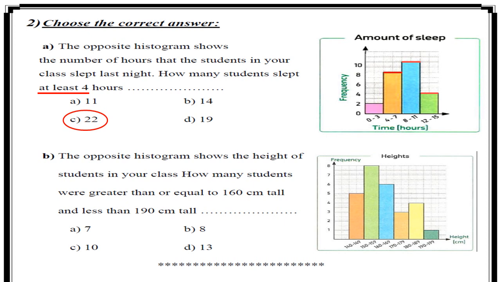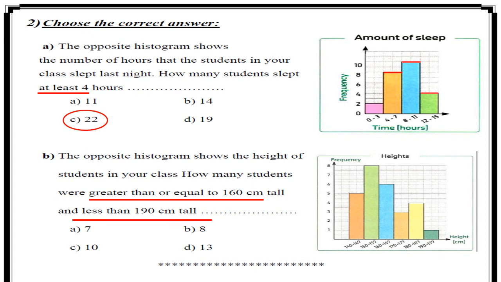B. The opposite histogram shows the height of students in your class. How many students were greater than or equal to 160 centimeters tall and less than 190 centimeters tall?